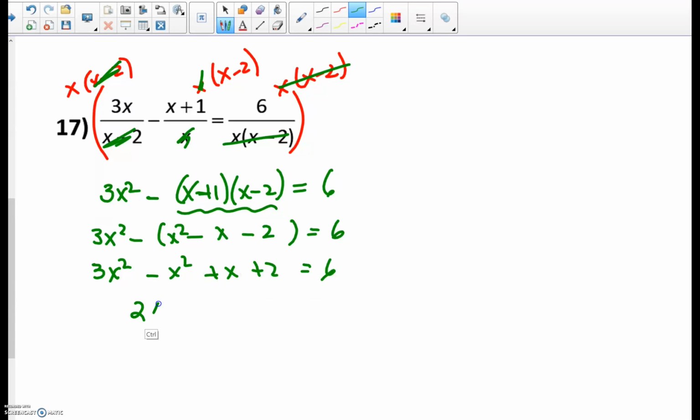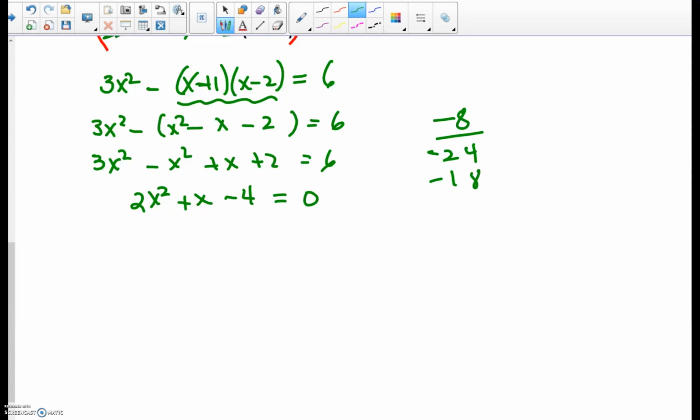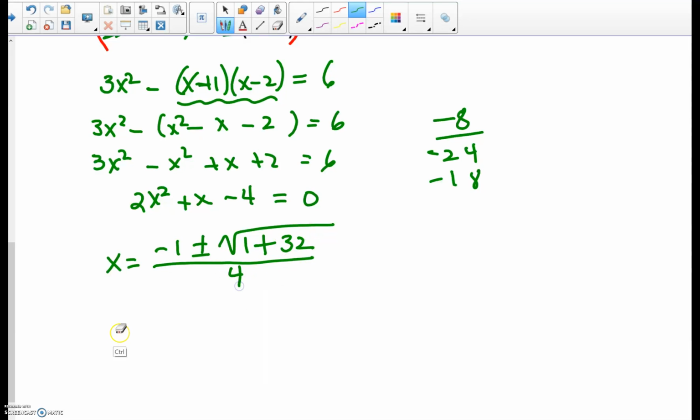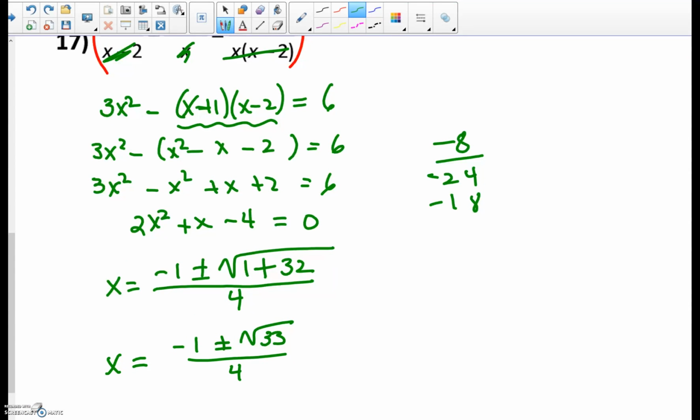Simplify and move the 6 over, and I get 2x squared plus x minus 4 is equal to 0. If I tried to AC this, I'd have a negative 8, and neither one of those is going to give us a 1. So we're going to need to do the quadratic formula on this. So x is equal to negative 1 plus or minus the square root of 1 minus 4ac. That makes it be plus 8 times 4 is 32, all over 2a, so 4. So x is equal to negative 1 plus or minus the square root of 33 over 4. So I believe this is the last one, and it's time to get to work on your homework.